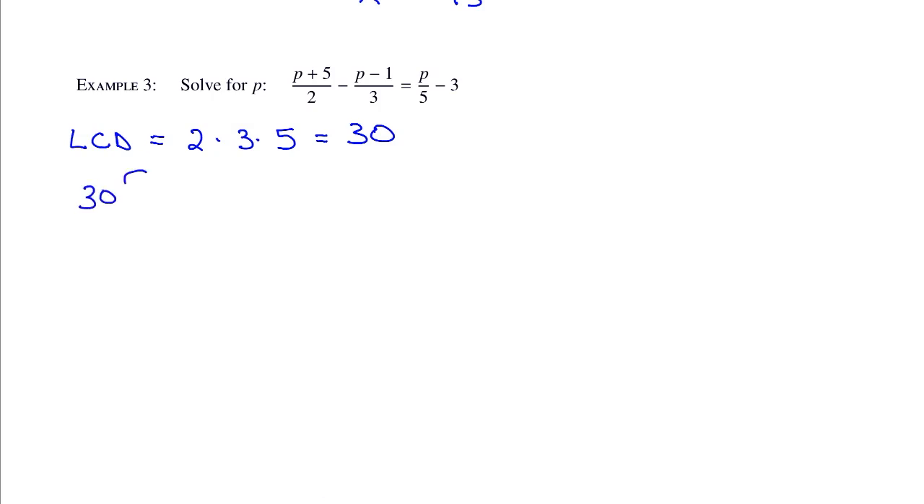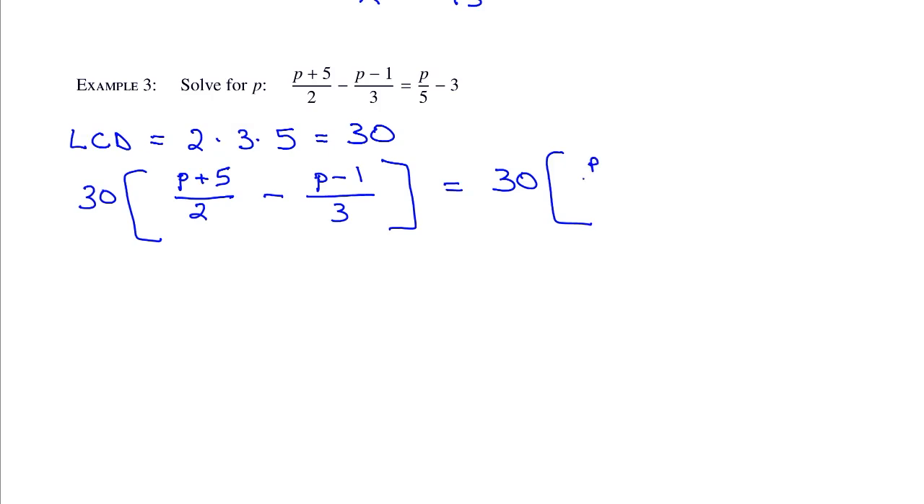So 30 times (p plus 5) over 2 minus (p minus 1) over 3, that's the left side, equals 30 times p over 5 minus 3.